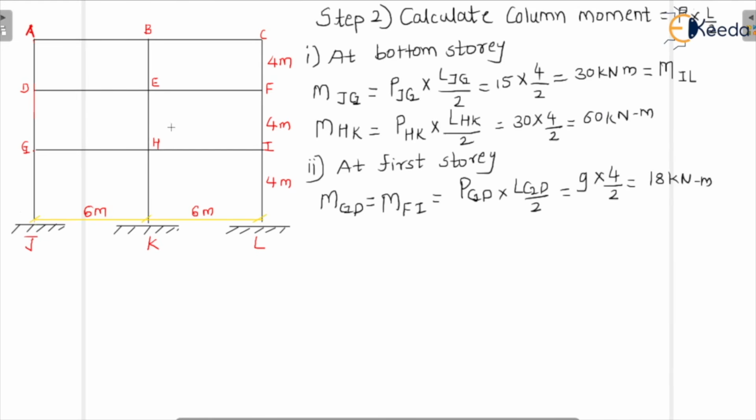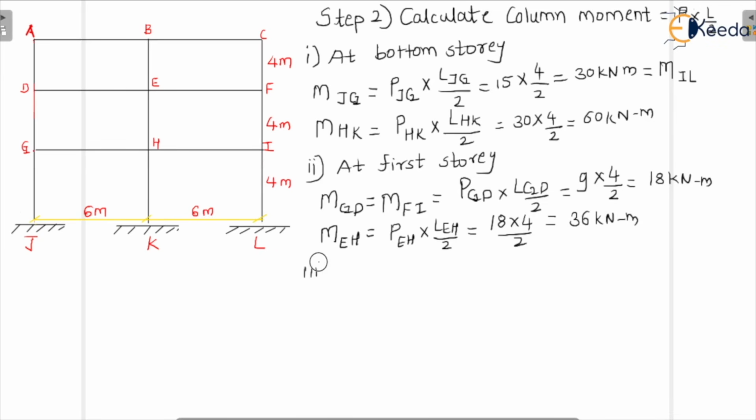So our Gd value is 9 kilonewton here, 9 into 4 by 2. So any doubt if you feel, just go back and see Gd value what we got, that is 9 kilonewton. Okay, that is nothing but P2. So here our answer is 18 kilonewton meter. Okay, now the internal column. So this column is M of Eh is equal to P of Eh into L of Eh by 2. So what is P of Eh? It is 18. So 18 into 4 by 2. So this is 36 kilonewton meter.